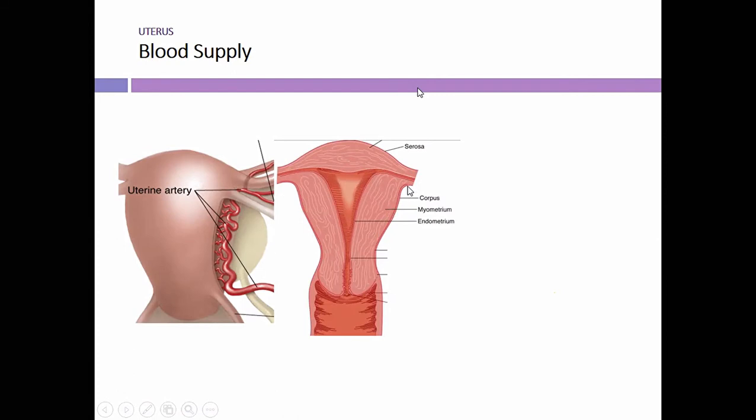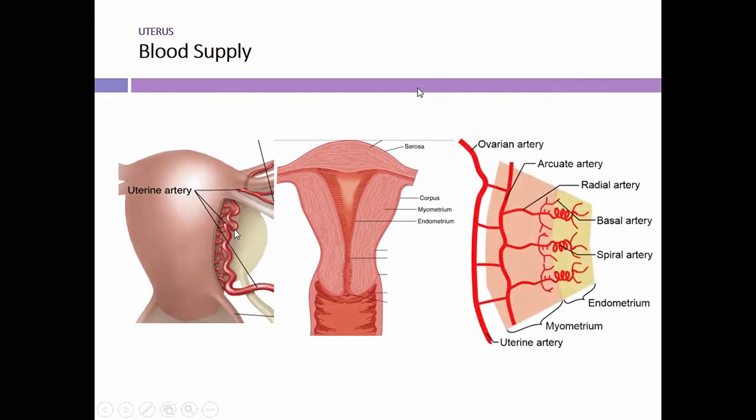So, as I mentioned, the uterus has the serosa, the myometrium, and the endometrium. And the blood supply is the uterine artery. So once the uterine artery enters the uterus, it gives off an arcuate artery, which further becomes radial artery and then basal artery. So you will see that the branch of the uterine artery is found on the myometrium, while the endometrium, the innermost layer of the uterus, is mostly supplied by the spiral artery.